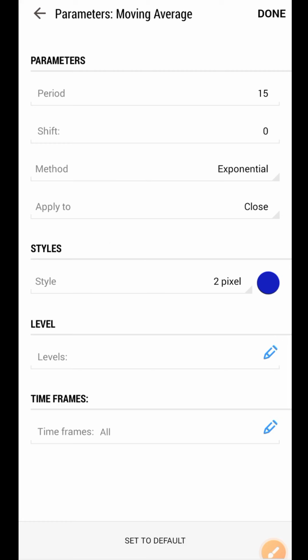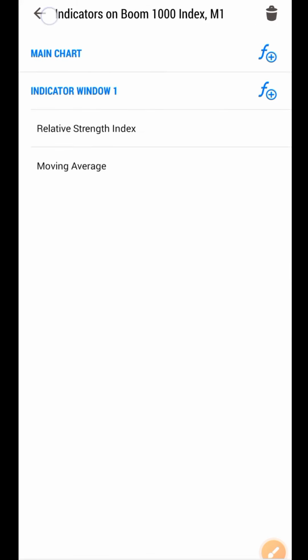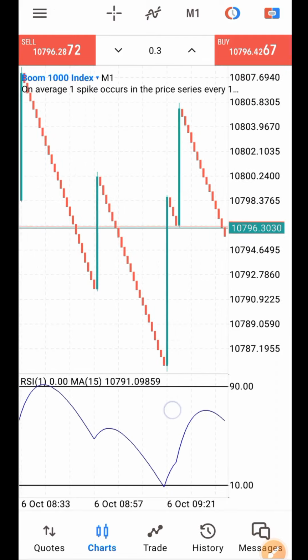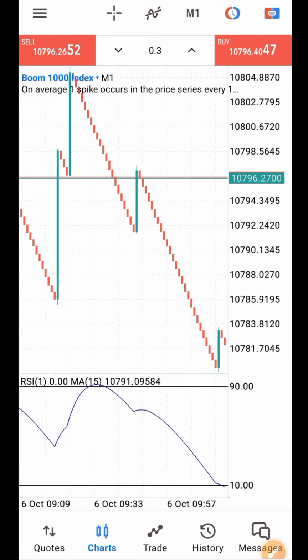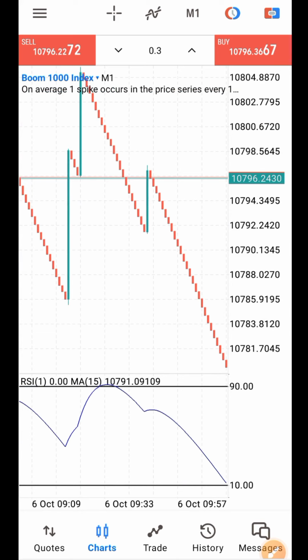The first moving average to add is the slow moving average, which is going to be period 15, shift 0, method exponential, apply to close, style 2 pixel. Let's use 2 pixel. The time frame is up, then click on done. If you add that correctly, you should see something like this on your chart.